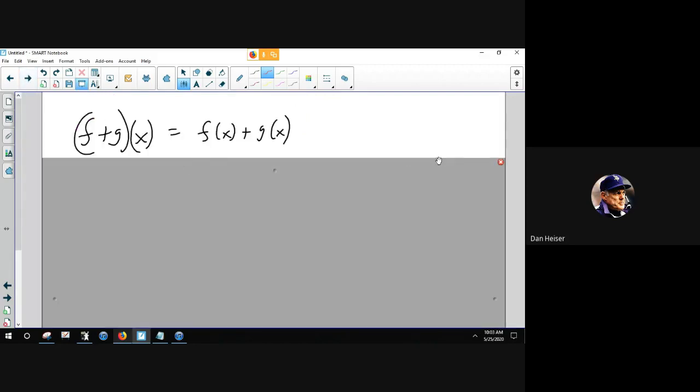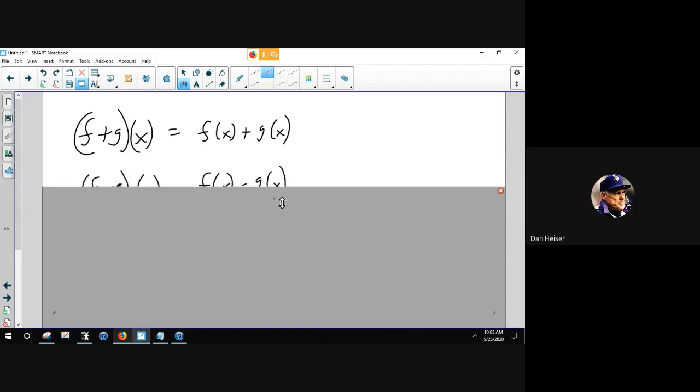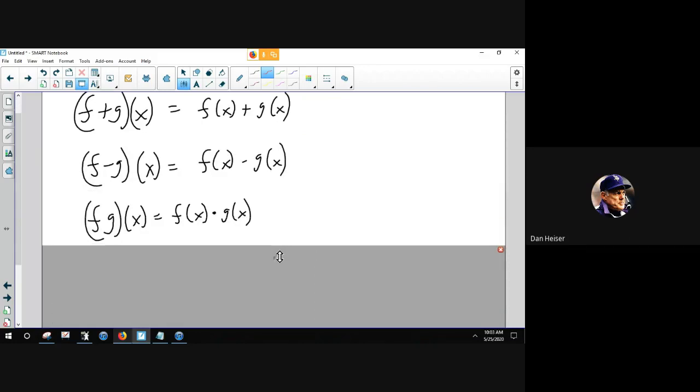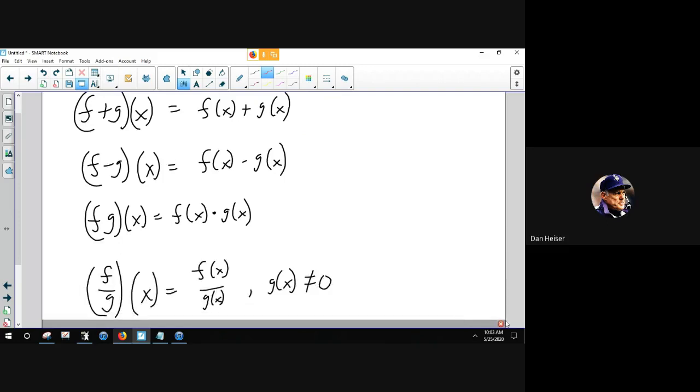Another little bit of quick review. We can add and do other things to functions. So here I have notation for two functions being added together, two functions being subtracted, multiplied, divided. Again, notice with division, whatever function is in the denominator, it cannot equal 0 in order for it to be defined.